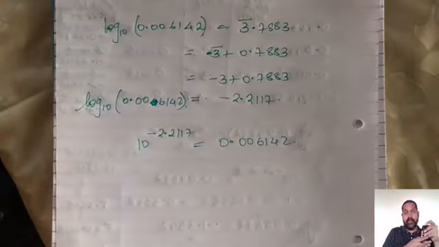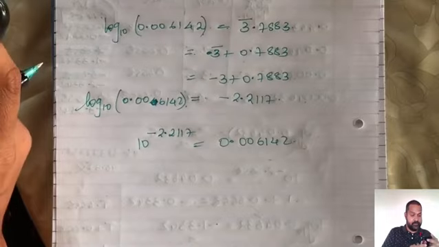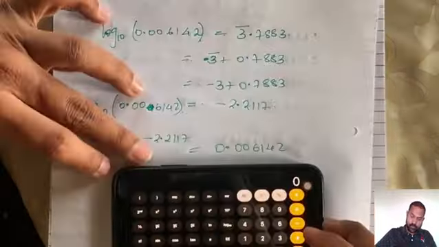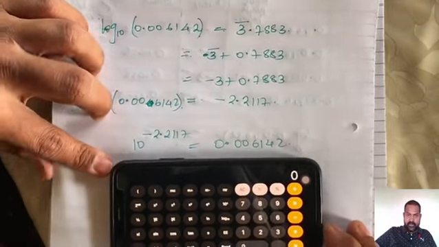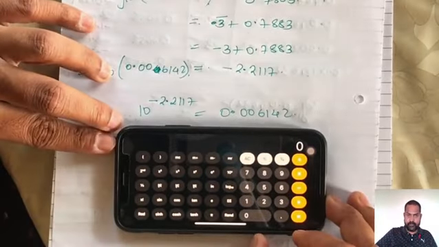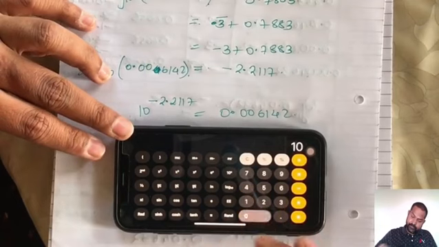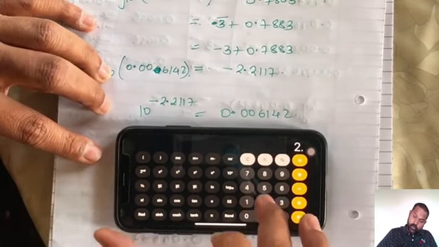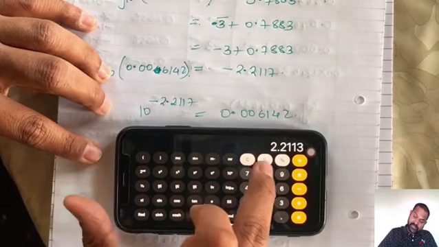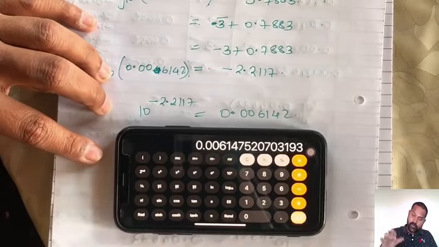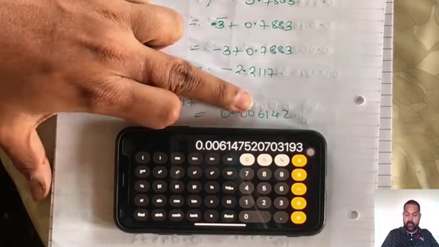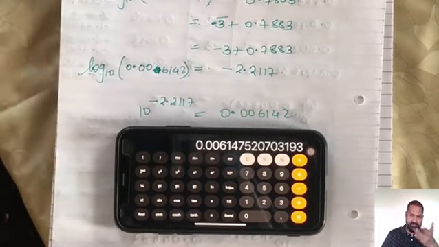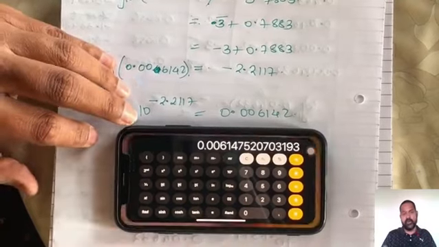Not sure? Check if 10 when raised to minus 2.2117 gives you 0.006142. Let's go back to our phones, and that is 10 raised to 2.2113, but this is negative. What do you get? You get 0.006142. They have 6147, but that's okay. This is the closest I'm going to get.